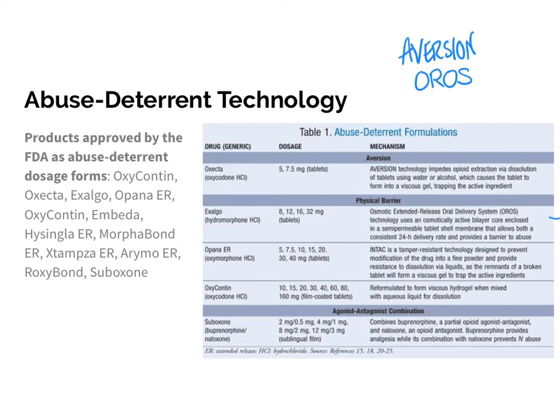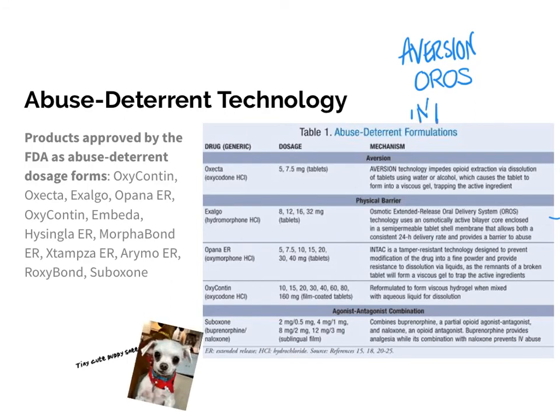A third method that we now use for abuse deterrence is Intac. That's a tamper-resistant technology designed to prevent modification of the drug into a fine powder, so it prevents the tablet from being crushed. And it also provides resistance to dissolution of a powder into liquids. So if any of the tablet were to get crushed enough to be into a powder, if it were dissolved, it would create a viscous gel and therefore would not be able to be injected into a vein.